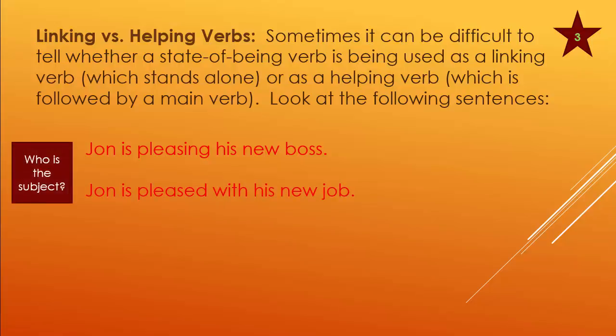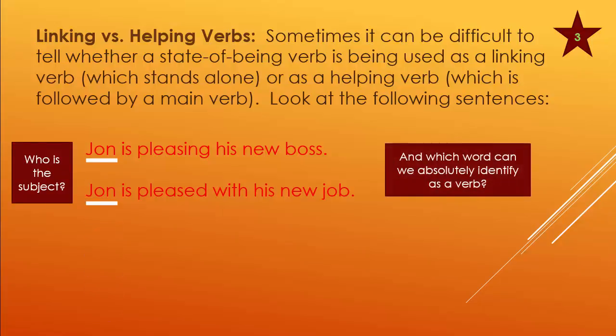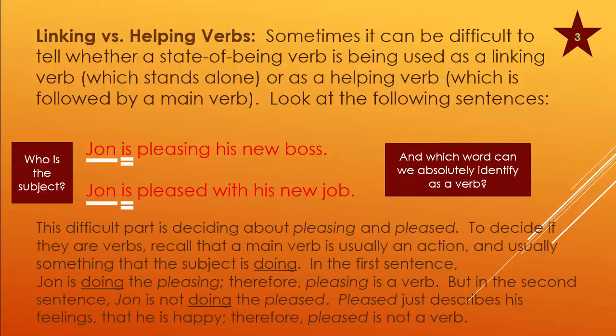Who is the subject? John. And which word can we absolutely identify as a verb? Is. The difficult part is deciding about pleasing and pleased.